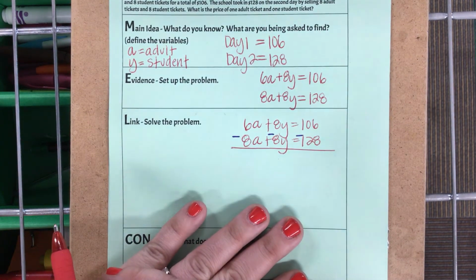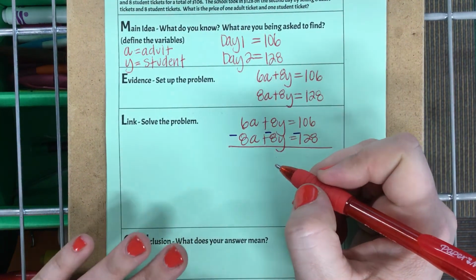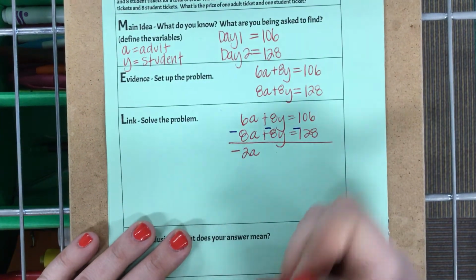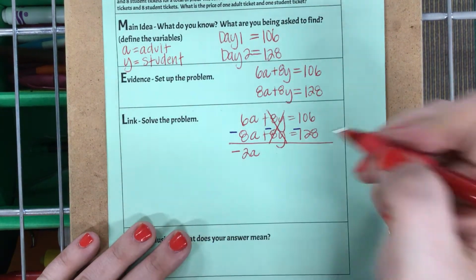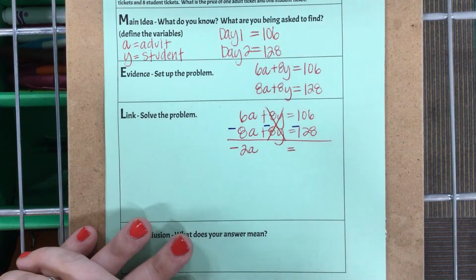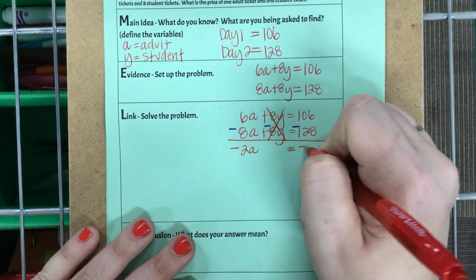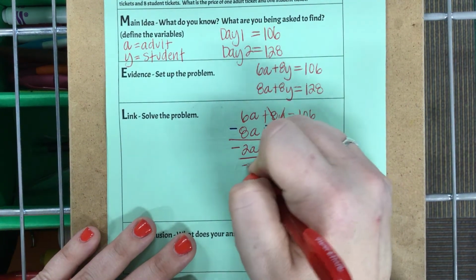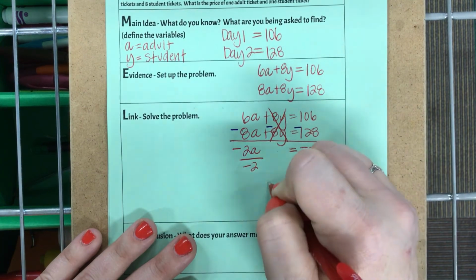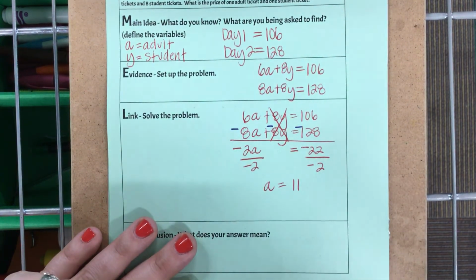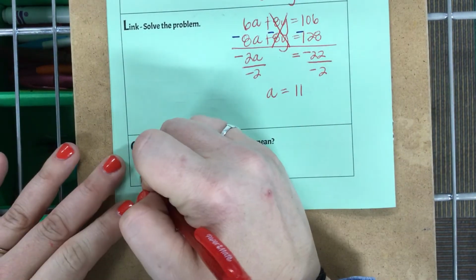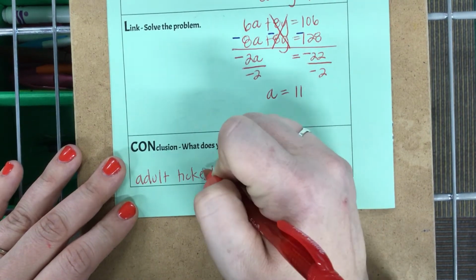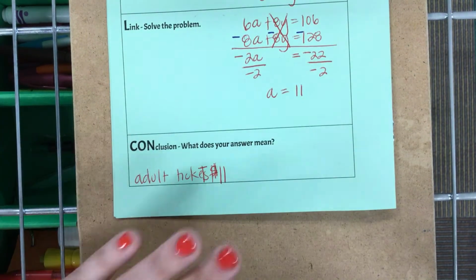6A minus 8A is, 6 minus 8 is -2A. My y's cancel out. 106 minus 128 is -22. Divide by -2. Divide by -2. A equals 11. What does that mean? Adult tickets are $11.